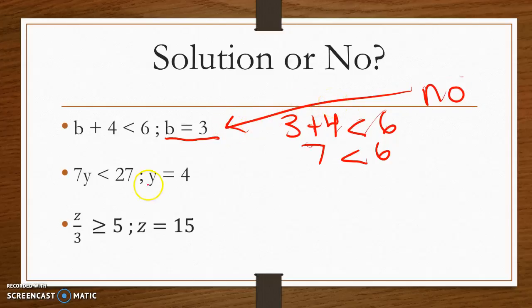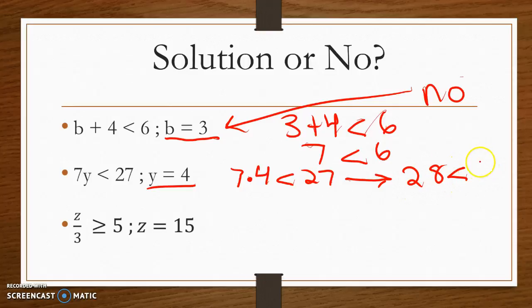Okay? Now we're going to do this one. 7y is less than 27. So we're going to do 7, and where we see a y, we're going to plug in a 4, is less than 27. Now I'm going to do the math. 7 times 4 is 28. It says 28 is less than 27. Is that true? Nope, not true. So this is not a solution either. Alright, pause if you need to.